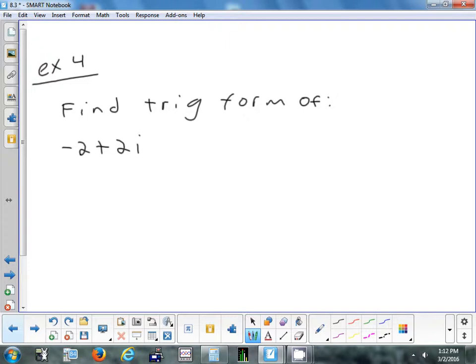All right. What's the name of this form? It's not trig form. It's standard, also known as rectangular. You have a left and a right movement, and then an up and a down movement. So it's grid-based.